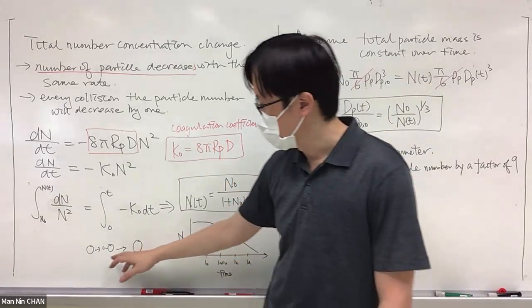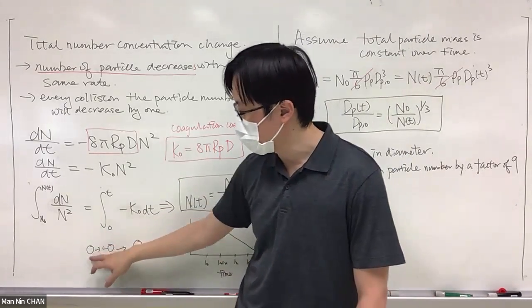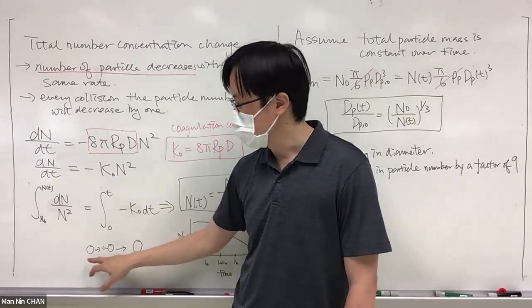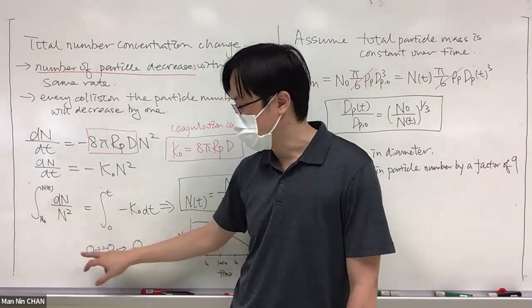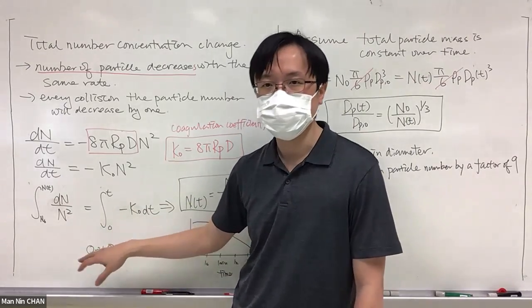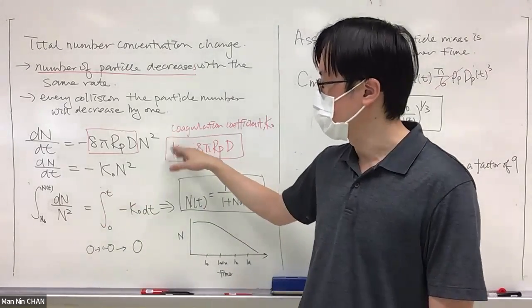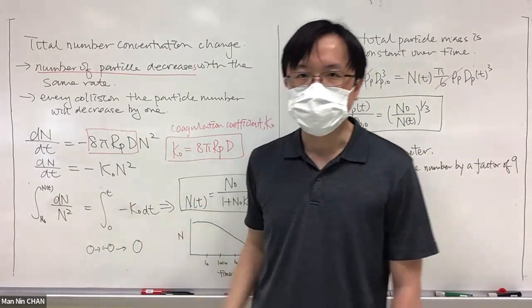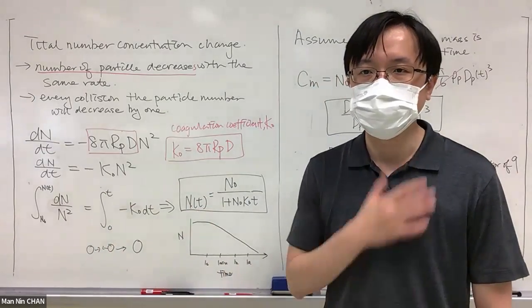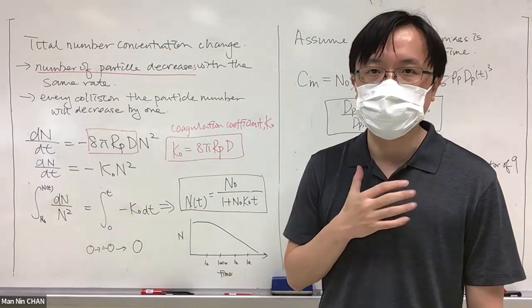Okay, because remember, coagulation involves the collision of two particles, right? So they can have different properties. In this case, they can have different sizes. Then you will find that the size has an implication for this coagulation coefficient. So we're going to talk about this after the break, okay? But before we take the break, any questions from the class?